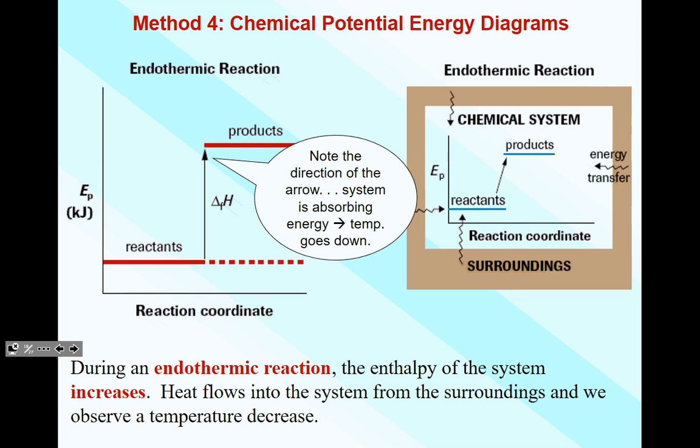In an endothermic reaction, we note that the direction of the arrow is going up. The system is absorbing energy from the surroundings. The temperature of the surroundings goes down, right? So this is your kinetic energy. Your potential energy is going up because it's opposite of Q. So in this case here, the energy is leaving the surroundings into the system. So the system is receiving energy from the surroundings, and we have a step up.